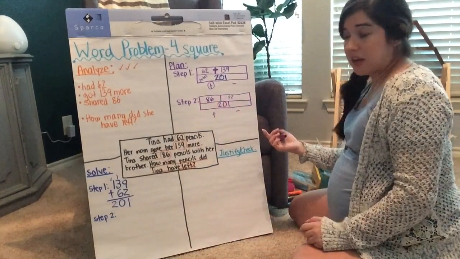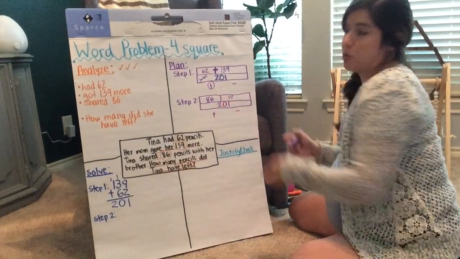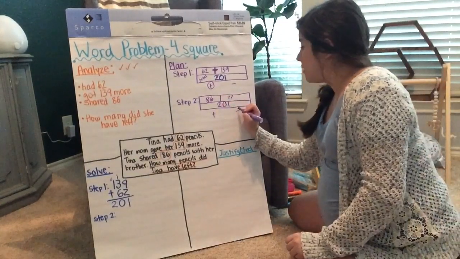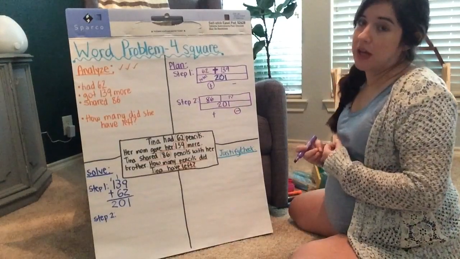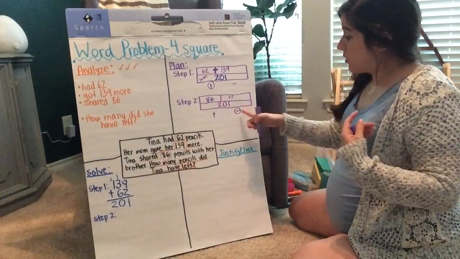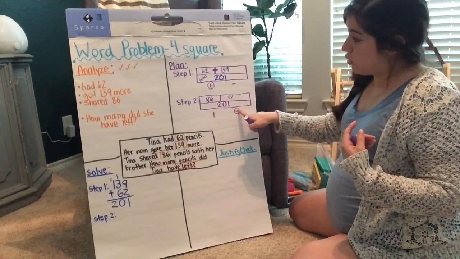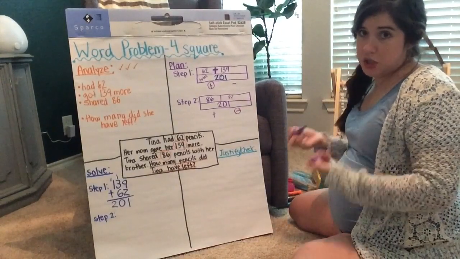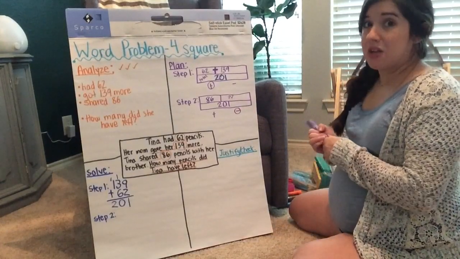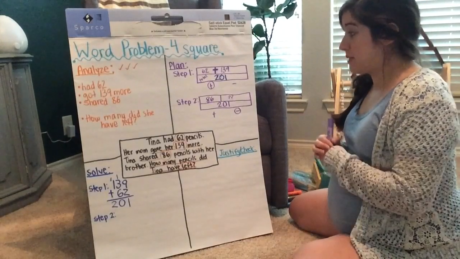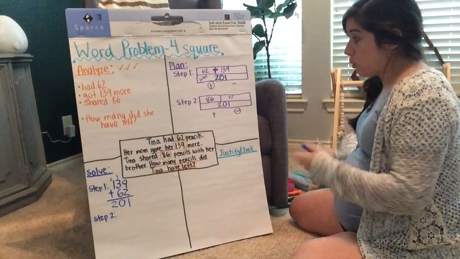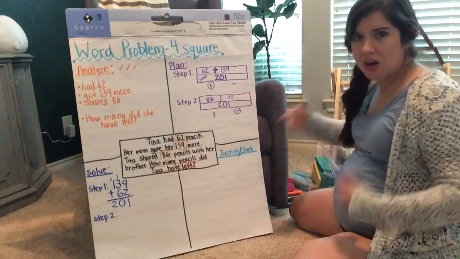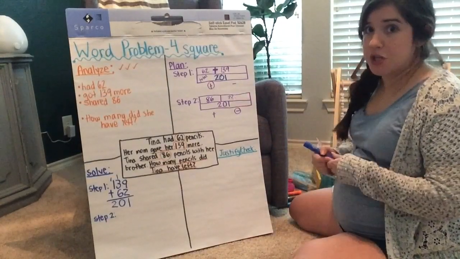And I can see here that it's going to be less than 201. So I know that I'm going to be taking away the part that she gave to her brother. Okay, so I'm subtracting, and I always like to circle it so I know what strategy or what operation is what I'm going to be doing. So I can come back to my solve to work it out, to figure out that part that she has left over after she shared.